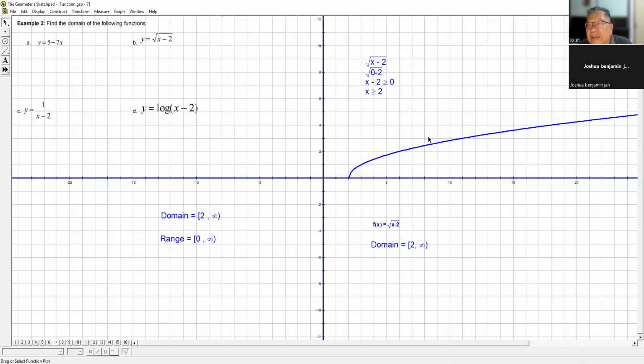Now, by looking at this line, can you tell me what is the range? What is the corresponding value of y?